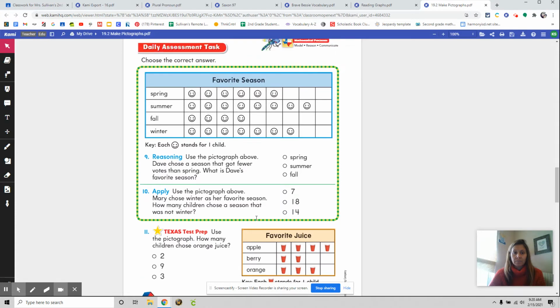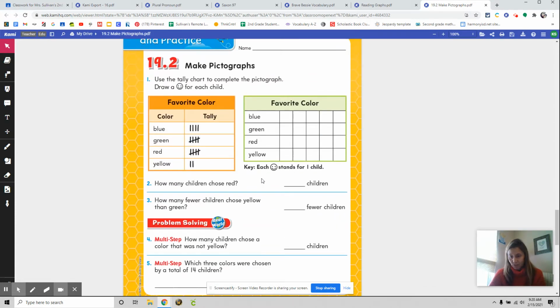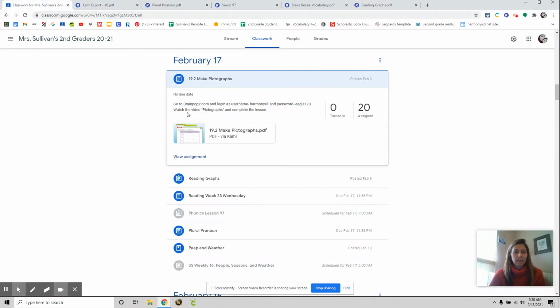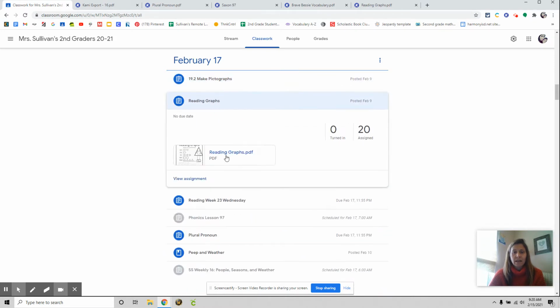And don't forget to do the daily assessment task. And again, you do not need to do the homework. That is it for the math. And looking back at our Google Classroom, the next thing is reading graphs. There is a worksheet to pull up on Cami.